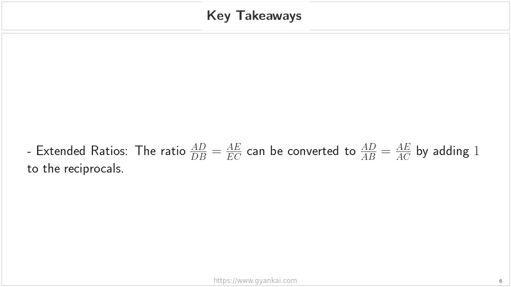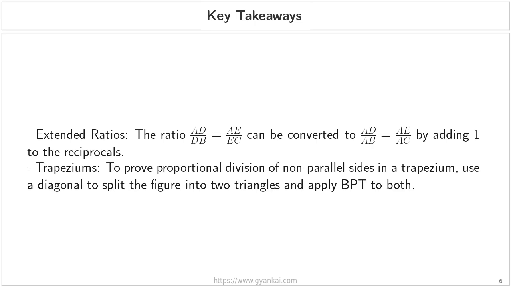Key takeaways. First, regarding extended ratios. Remember that the standard BPT gives us the ratio of segments, such as AD over DB equals AE over EC. However, as we derived in our second slide, you can easily convert this into a part-to-whole ratio, where AD over AB equals AE over AC. The mathematical trick to remember here is that you achieve this by taking the reciprocals of the segments and adding one to both sides.